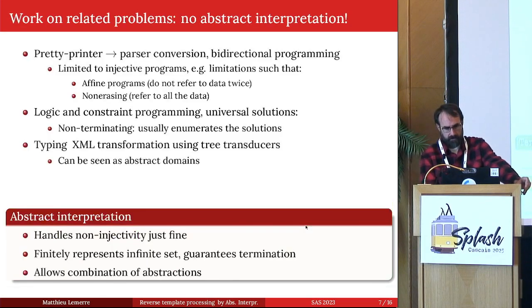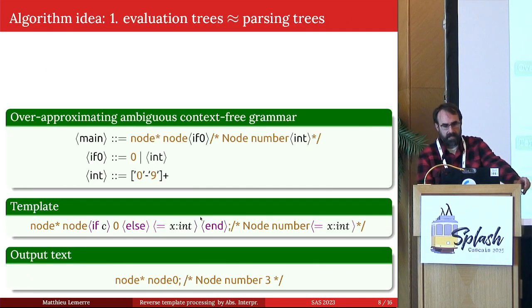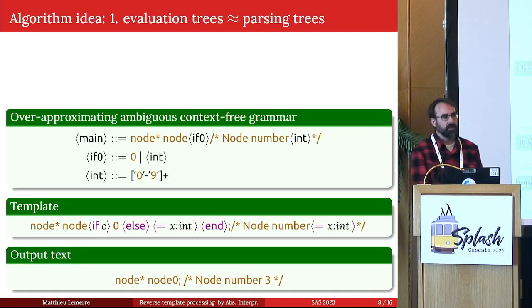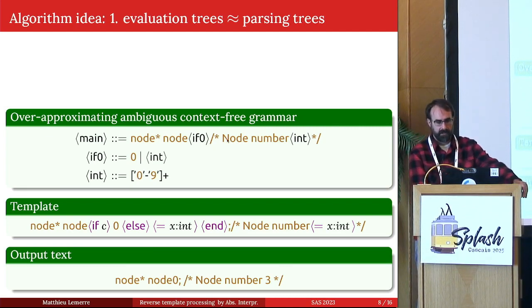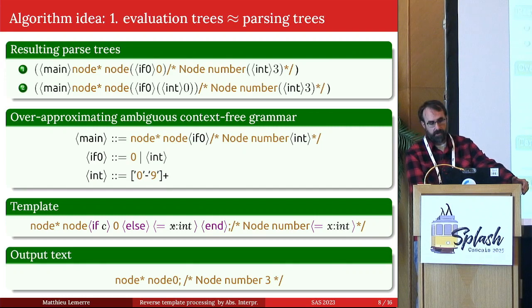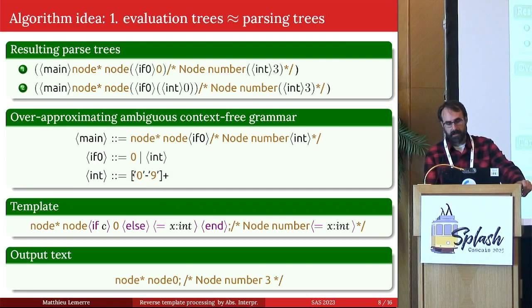So I have this template, and I will over-approximate it using a context-free grammar. The entry point of this grammar is the text, and then I've replaced the if instruction by a new node, and this node is either a constant text or int, which correspond to each branch of the if, and int is just a regular expression corresponding to what is an integer.